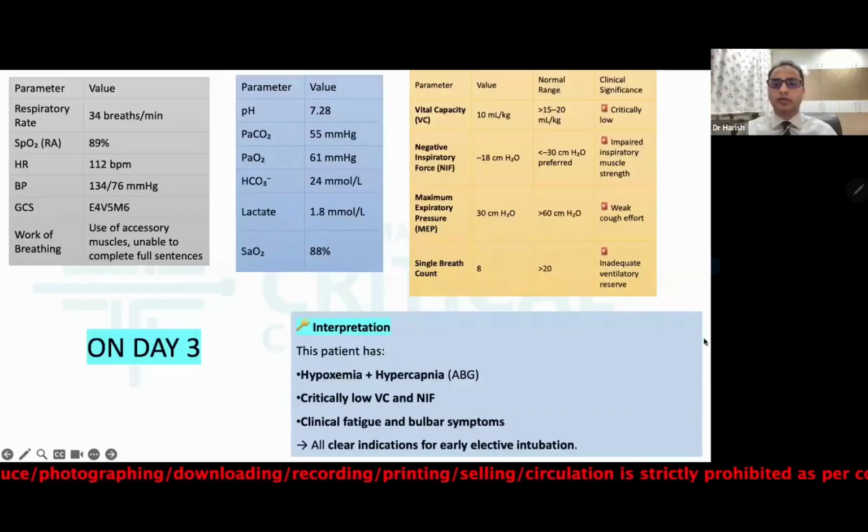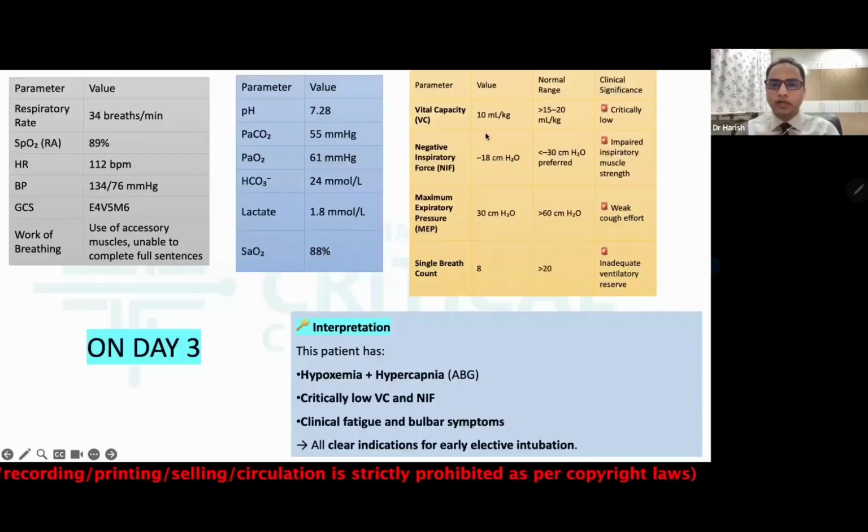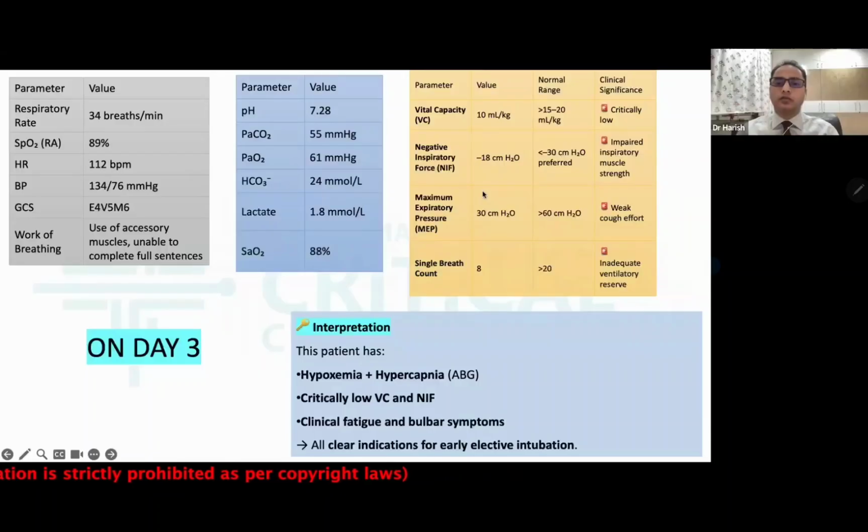Okay. So again, if you see his parameters, there is a compromised vital capacity, which is 10 ml per kg. Negative inspiratory pressure is -18. Maximum expiratory pressure is 30 centimeters of water. Single breath count, he is hardly able to count 8. So this patient has hypoxemia, hypercapnia, and a critically low value of vital capacity and negative inspiratory force.